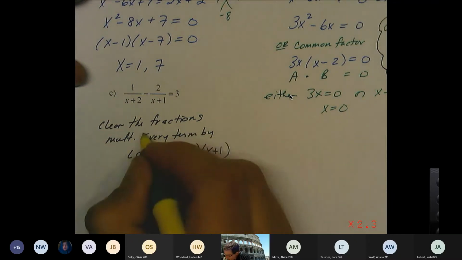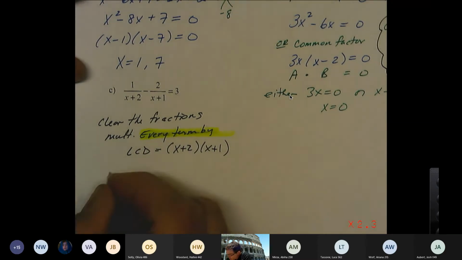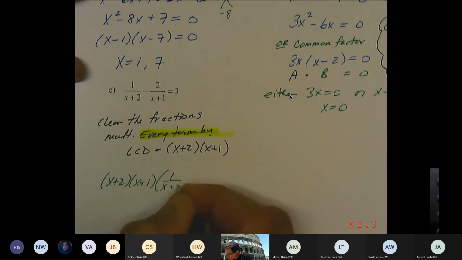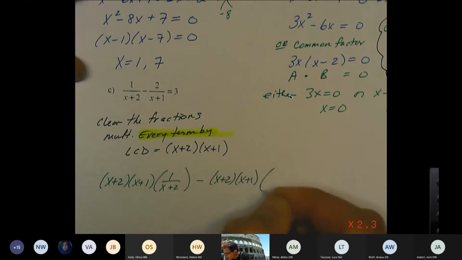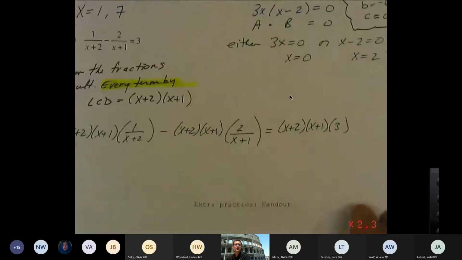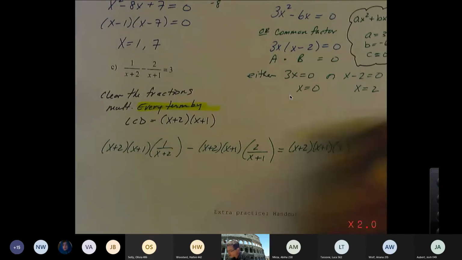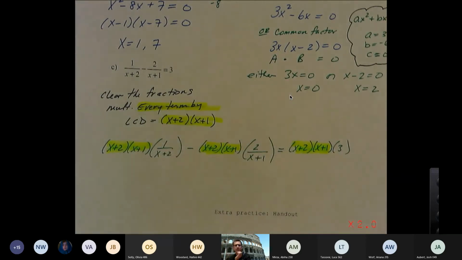I have to multiply every term. So when I do that, I'm going to multiply x plus 2 and x plus 1 by 1 over x plus 2. I'm going to multiply x plus 2 and x plus 1 by 2 over x plus 1. And this is where people make a mistake. They sometimes forget that they have to multiply the left-hand side as well. Because if they don't, then they're not holding the equality. So notice that each and every term got multiplied by the LCD.